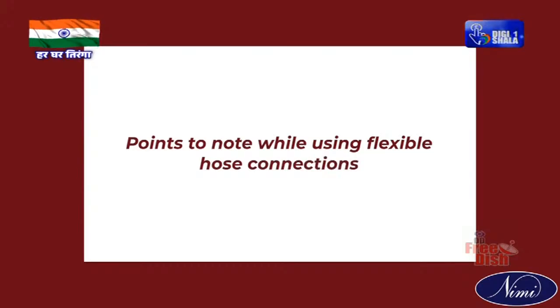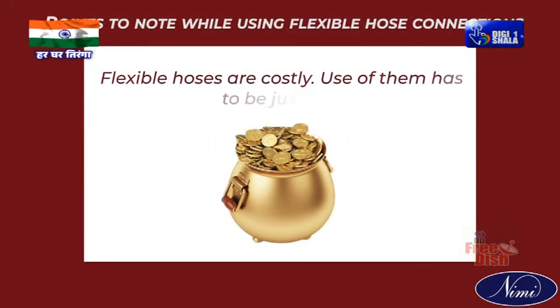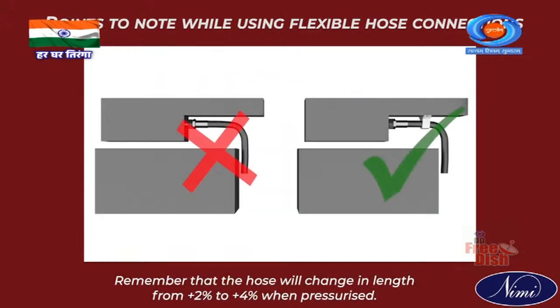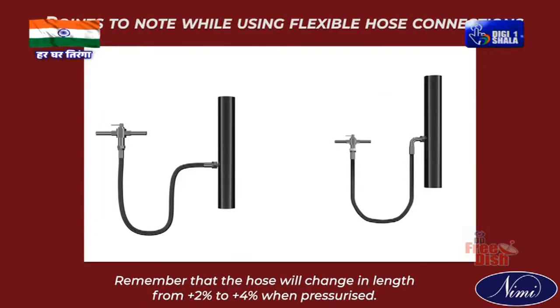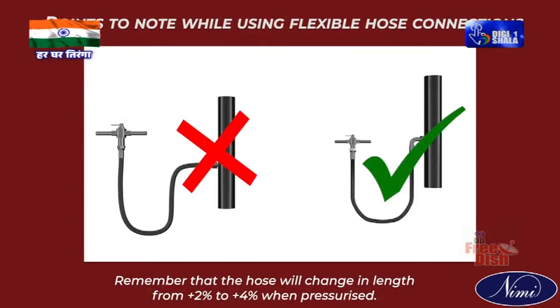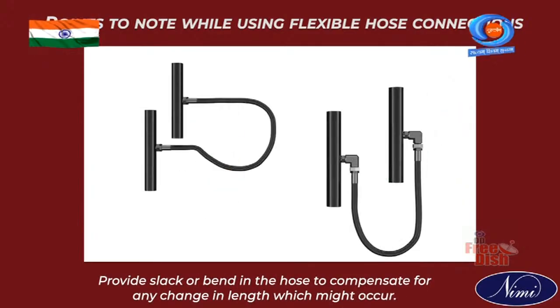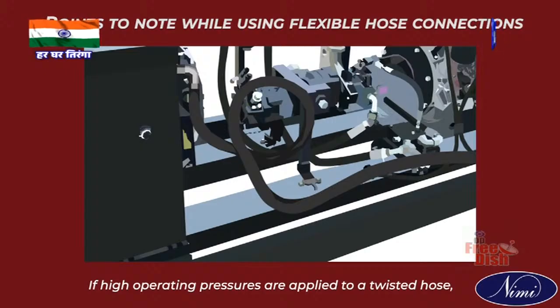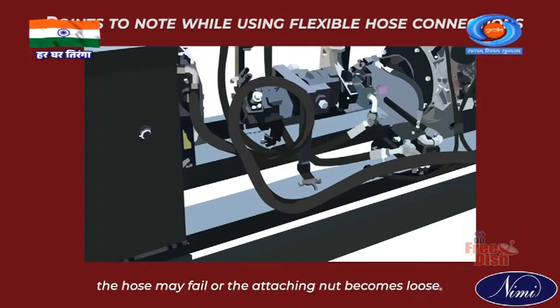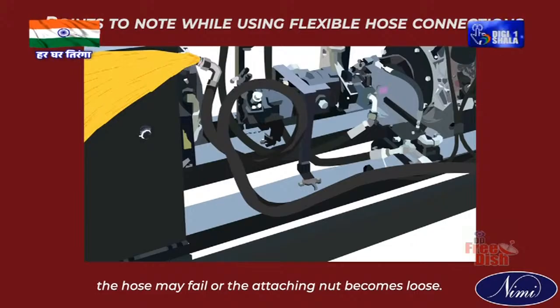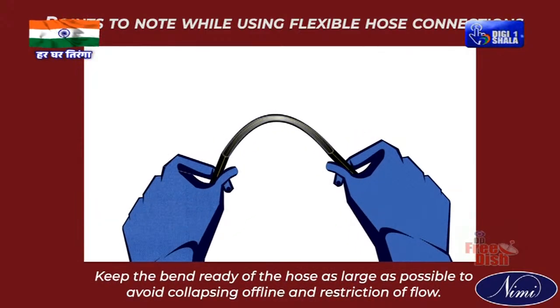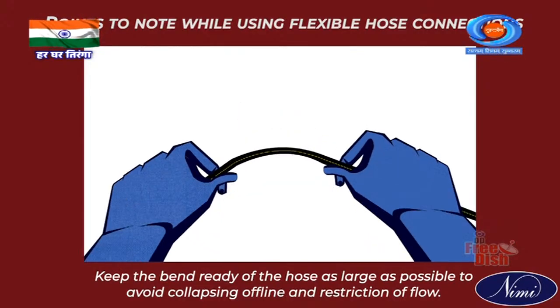Points to note while using flexible hose connections. Flexible hoses are costly. Use of them has to be justified. Remember that the hose will change in length from plus 2% to plus 4% when pressurized. Provide slack or bend in the hose to compensate for any change in length which might occur. If high operating pressures are applied to a twisted hose, the hose may fail or the attaching nut become loose. Keep the bend radius of the hose as large as possible to avoid collapsing of the line and restriction of flow.